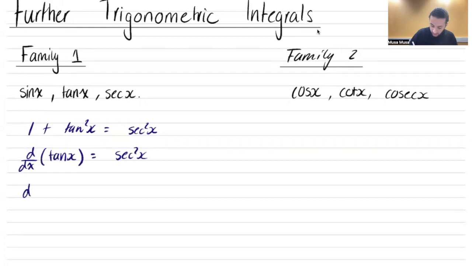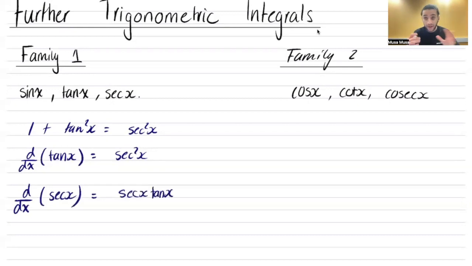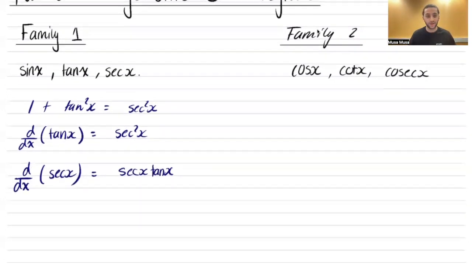I want you to just have a go at differentiating sec x yourself. I think write it as 1 on cos and then do chain rule. And you end up getting sec x tan x. So you can see how taking the derivative of tan keeps it in the family. It's still sec squared. Take the derivative of sec, you keep it in the family. It's sec x tan x. That's the idea that I'm trying to present here.